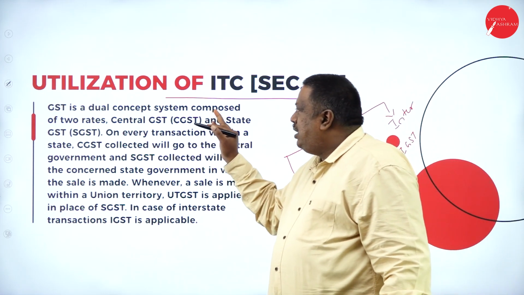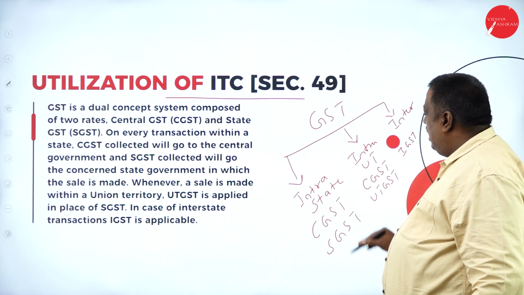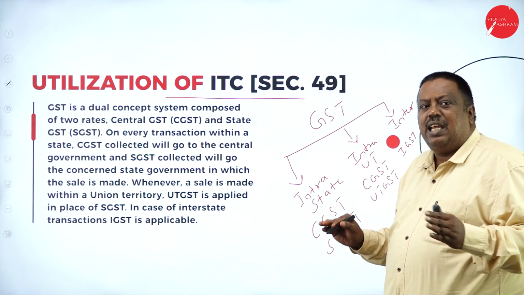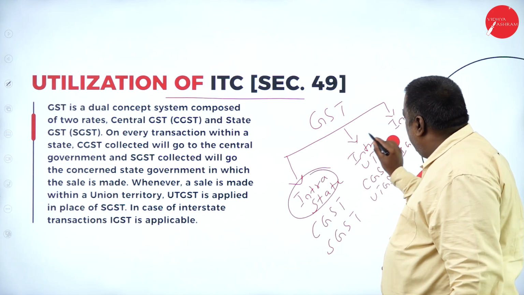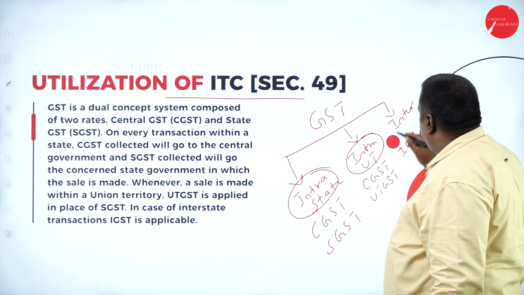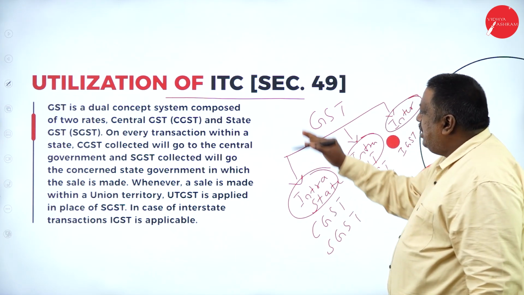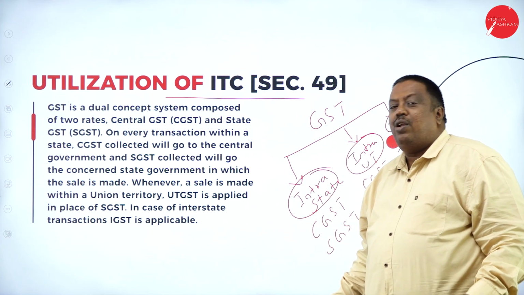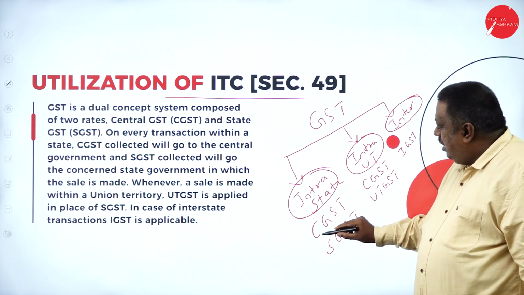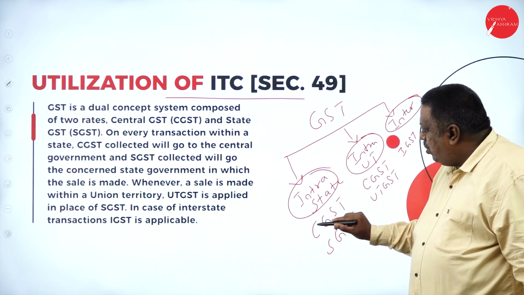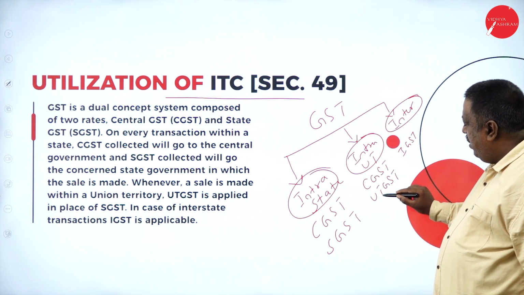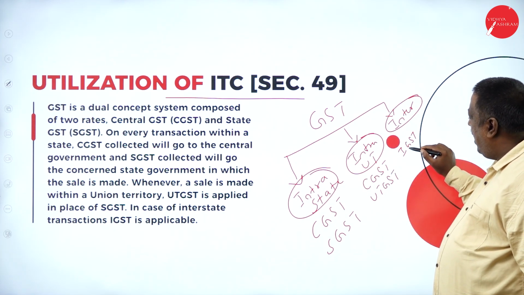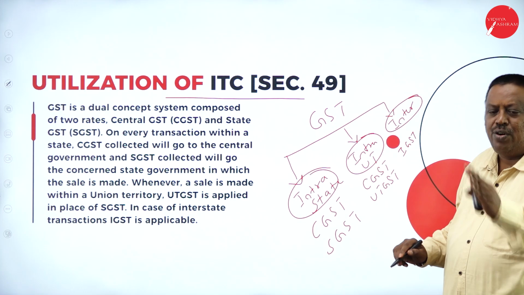So now this is the utilization of ITC. Based on this, the ITC will be distributed based on intra-state, intra-Union Territory, or inter-state. So that is what we call a dual concept system. The amount collected by CGST will go to the central government. This is for the state government, central government, Union Territory, and the entire IGST will go to the central government only.